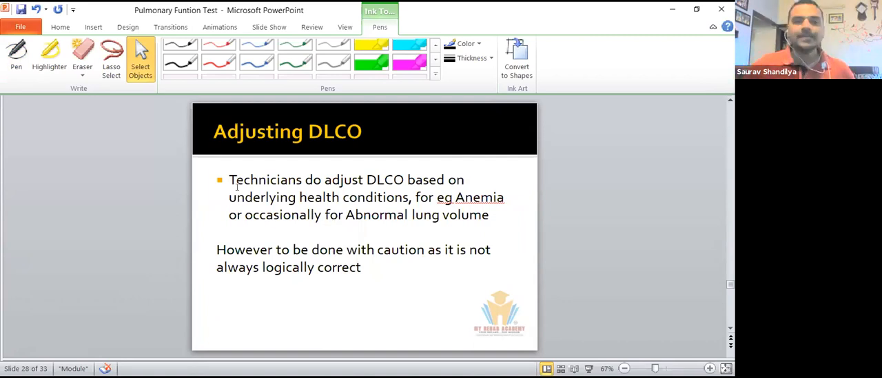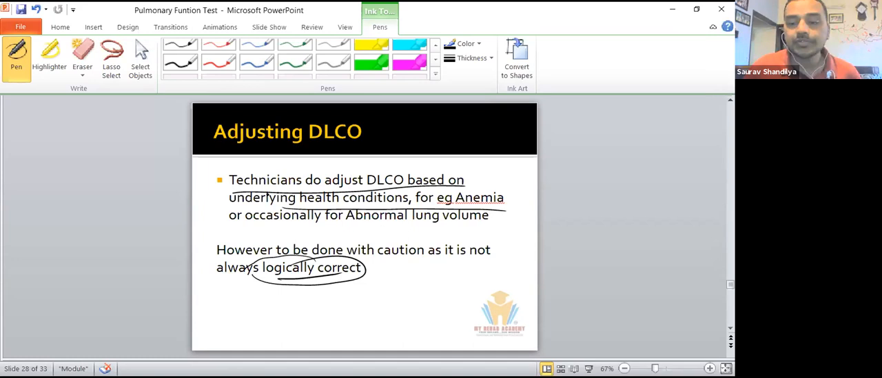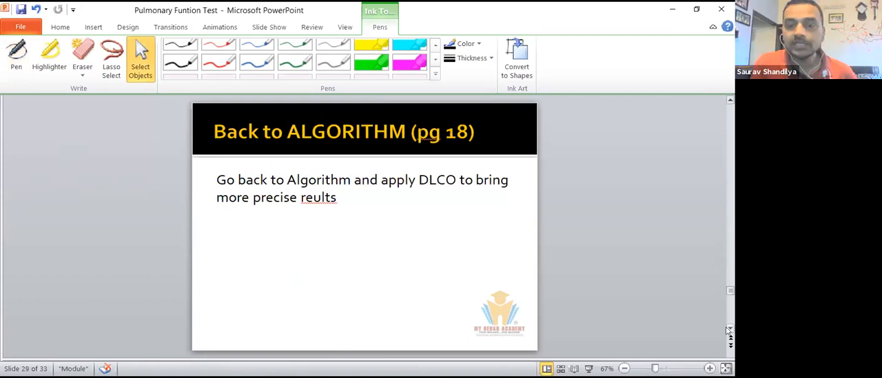Right. Now, technicians generally adjust the DLCO value based on the underlying health conditions. It's very important, and it is a little illogical, I feel. So we should have a better technician who actually adjusts the DLCO value based upon the underlying condition. Suppose anemia is there. In that case, suppose the DLCO value is 100, they'll keep it somewhere around 80%. If this is able to attain the predicted value, that means DLCO is able to clear. So the diffusing capacity of carbon monoxide is much more important.